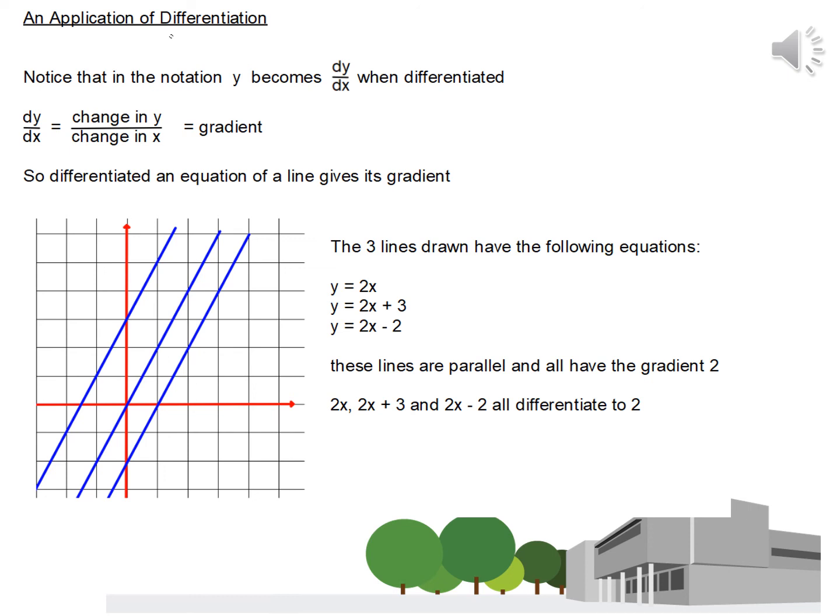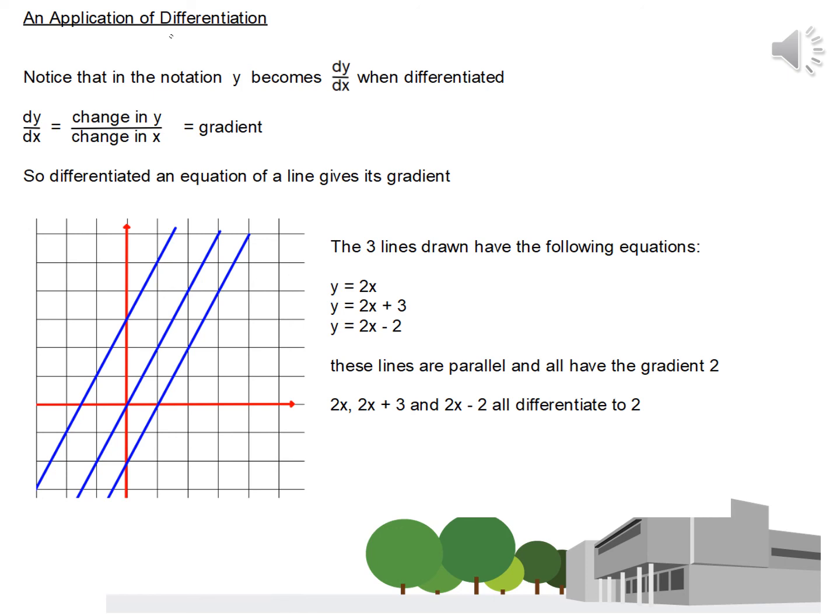So when you have an equation of a line, if you differentiate it, it gives you an equation for its gradient. So for example, on the graph there, I've got the lines y equals 2x, 2x plus 3, 2x take away 2. All those lines are parallel. All of them have a gradient of 2, because if you remember, y equals mx plus c, and the number in front of the x is its gradient.